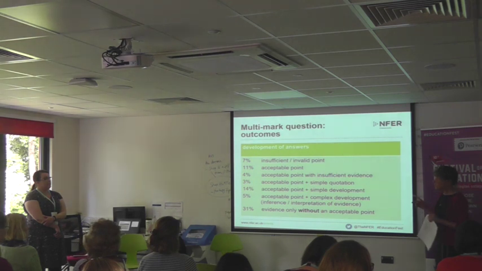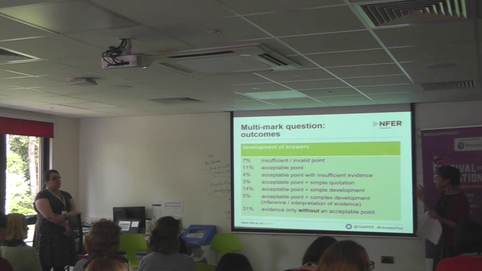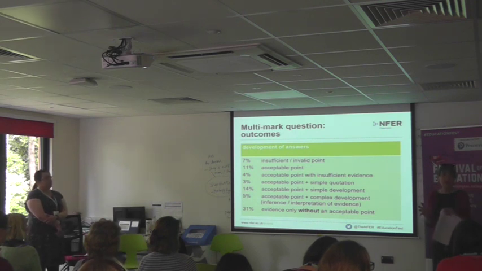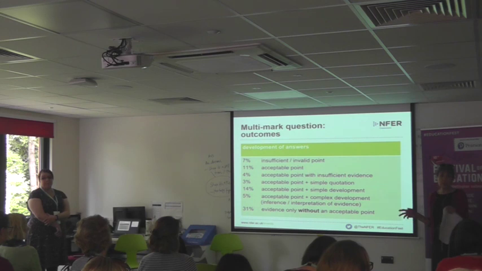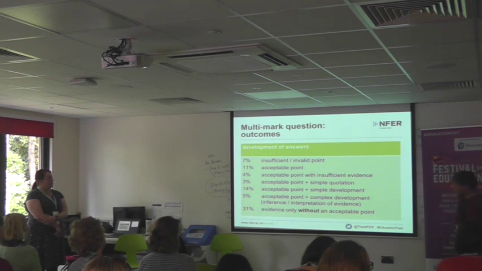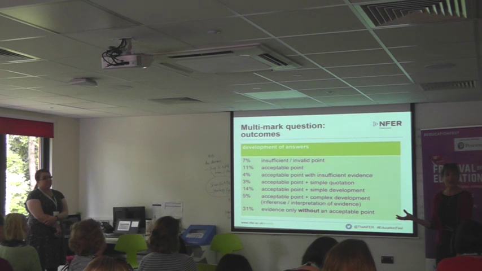But the next one, the 3%, I was a little bit surprised at this. They gave us an acceptable point, and then they imported a quotation from the text and just left it at that. And that was a perfectly good approach. They would have got 2 marks for doing that, for both the acceptable point and the justification. But a more popular strategy was to make an acceptable point and then, in their own words, to explain their evidence for making that point.